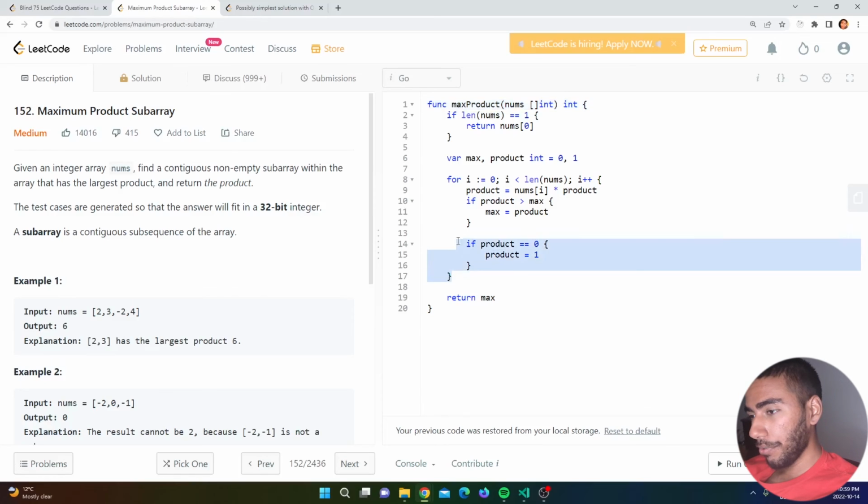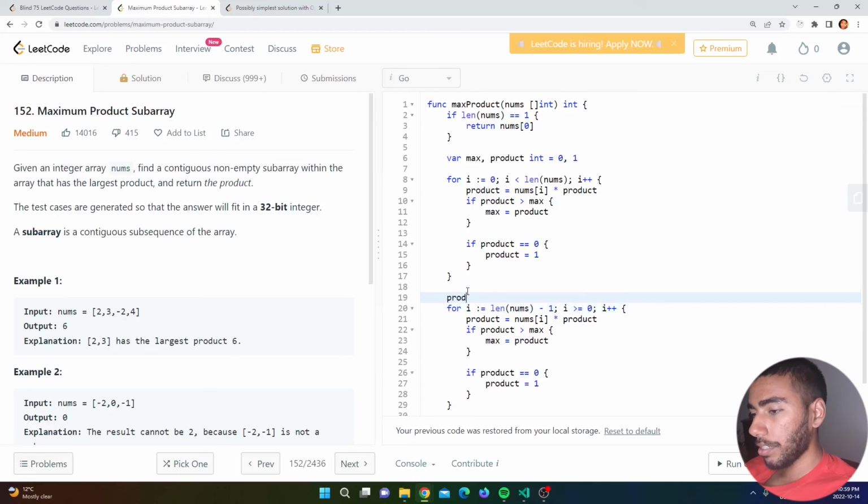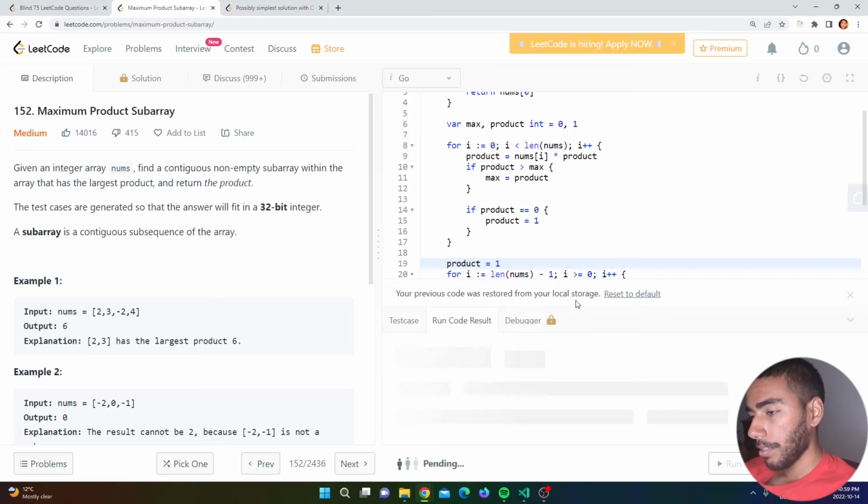What I need to do is also run the same iteration from the right hand side, at the same time I'm running it from the left hand side over here. So in this case, I am doing length of nums -1, and while a is greater than or equal to 0 over here, we need to run the same sort of procedure. We just need to reset product back to 1. So let's run this over here, see what we get.